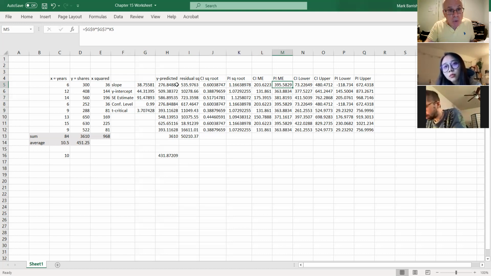And then of course I just added and subtracted from what? You have to be careful here. It's the y predicted. You're taking the y predicted plus or minus the margin of error, which gives us the left and right endpoints of the interval, whether it's a confidence interval or a prediction interval.